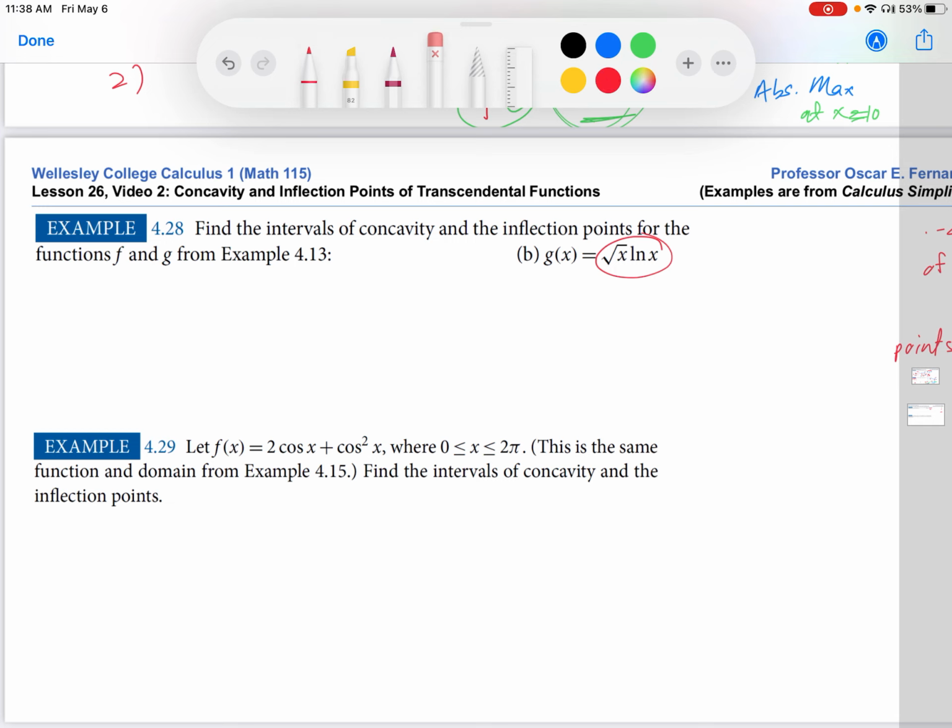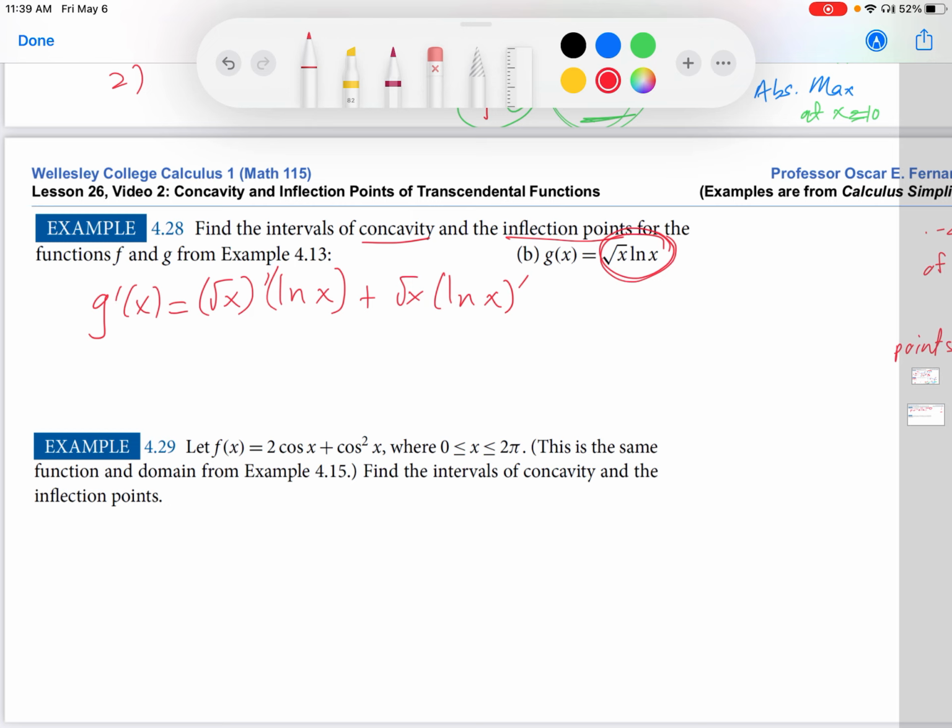Okay, so how do we do that? Well, the first thing we want to figure out is what the derivative for this is. Remember, concavity and inflection points both have to do with the second derivative. So let's find what g prime of x is. This is a product of two functions, right? So I'm going to find the derivative of the first, multiply it by the second, plus the first times the derivative of the second. We're going to use facts about different derivatives of the natural log.